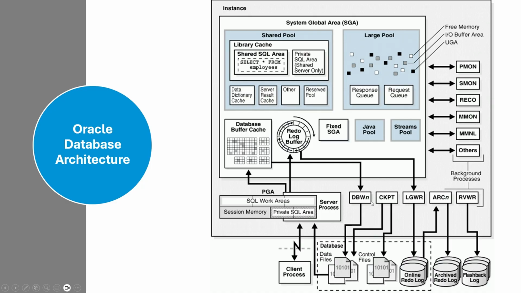After this, we have different background processes: DB writer, checkpoint, log writer, archive writer, RECO, MMON, PMON, SMON, and all other different background processes. Out of all these, we will learn the important, mandatory background processes. And then we have the database, which consists of online redo log, archive log, data files, and control files.